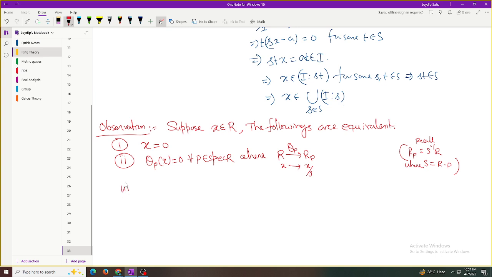Okay, number 3: theta m x equals to 0 for all m belongs to Max Spec R, again where R to Rm, x goes to the canonical map, x by 1. Okay, proof.